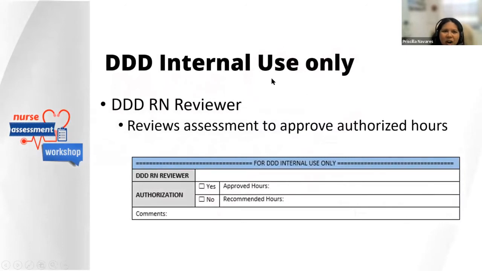Okay, and then the next part is DDD internal use. So once the provider nursing assessment gets authorized, then the provider RN has 15 days from the authorization to complete it to submit to the CM. When it gets submitted back to DDD, the CM along with the DDD RN reviewer will look through the assessment, and one will either yes approve the hours or no, and then this will initiate a discussion between the circle to determine what may be appropriate.